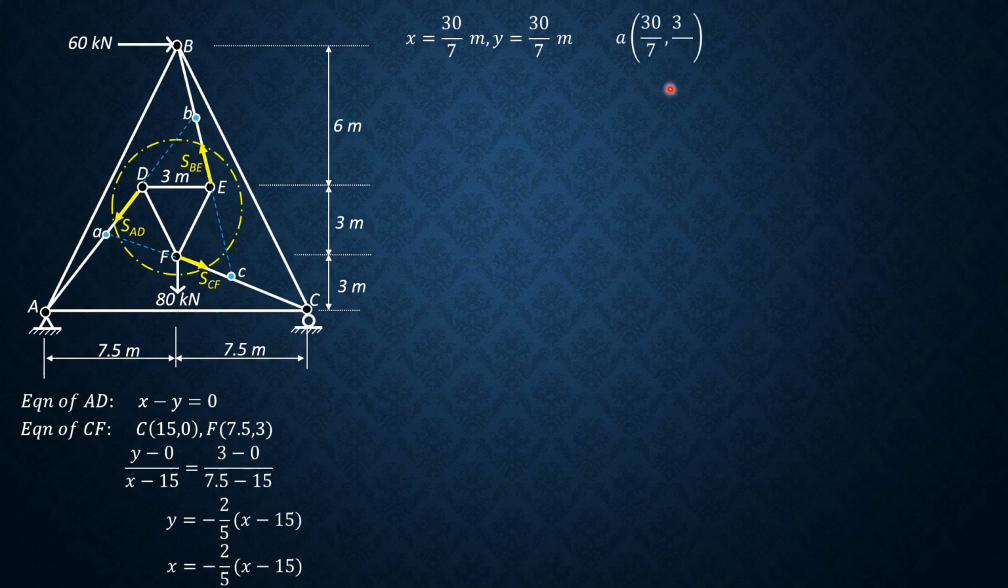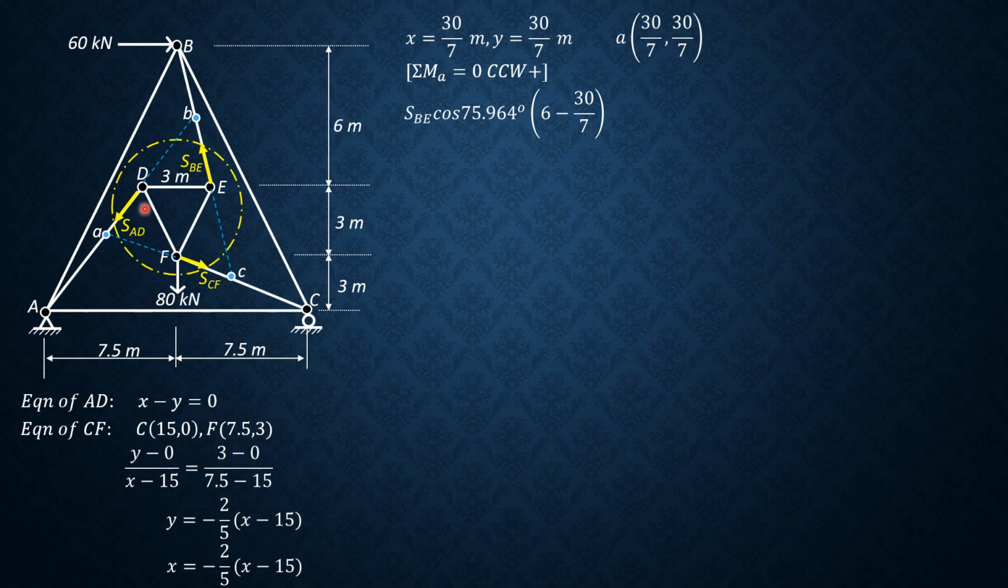So having located this point, which is the intersection between AD and CF, we can solve SBE. So summation of moment about it equals 0, counterclockwise positive. The horizontal component is counterclockwise, the vertical component of SBE is also counterclockwise, and the moment of the 80 kilonewton load is clockwise. So first, the horizontal component of SBE, cosine of 75.964. The moment arm is 6 meters minus 30 over 7.